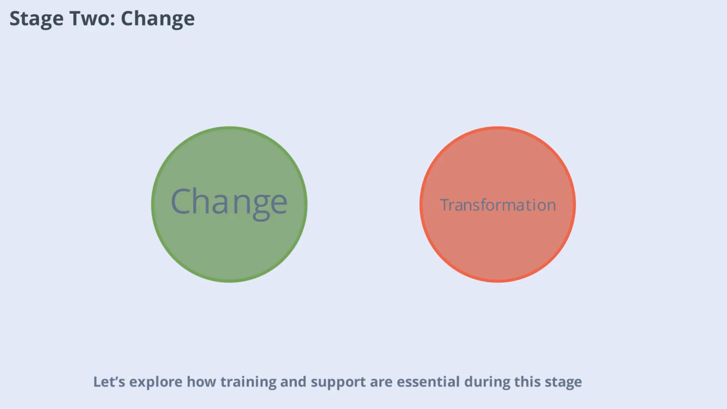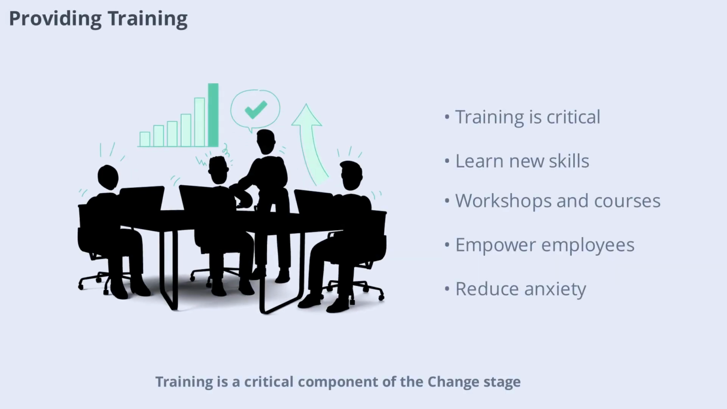Let's explore how training and support are essential during this stage. Training is a critical component of the change stage. Employees need to learn new skills and understand updated processes to perform effectively. Workshops, online courses, and hands-on practice can help bridge the gap between old and new ways of working. By investing in training, organizations empower their people to succeed and reduce anxiety about the transition. Next, we'll see how ongoing support makes a difference.